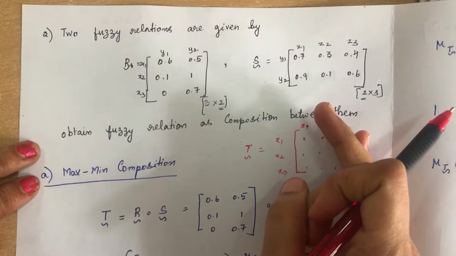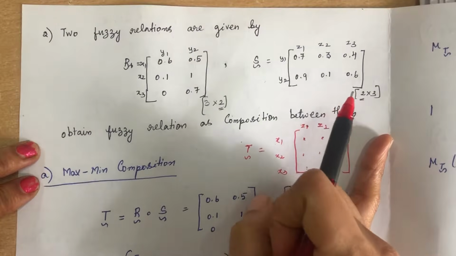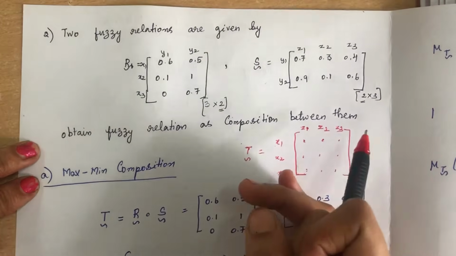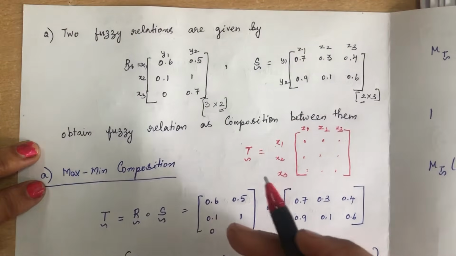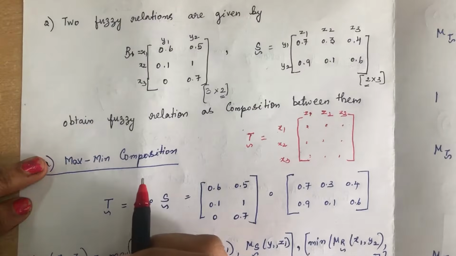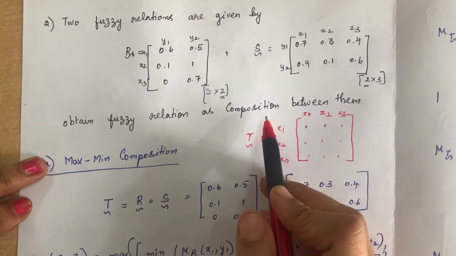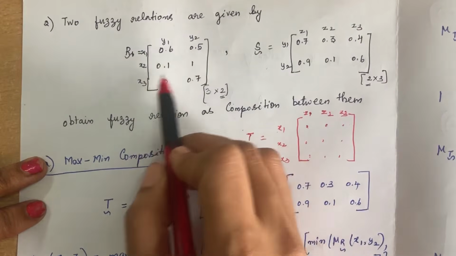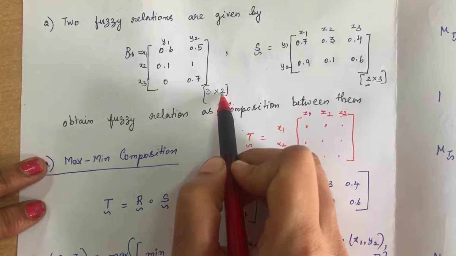There are two compositions available. One is max min composition, the other one is max product composition. So we are going to find out the max min composition and the max product composition. Always, when you are finding the composition, you should check how many rows and columns there are. There are 3 rows and 2 columns, so it is a 3 by 2 matrix.